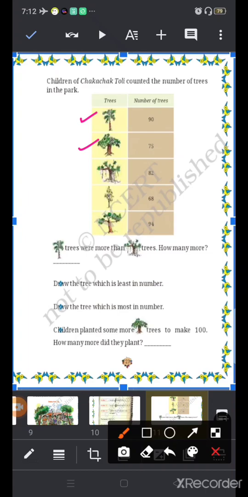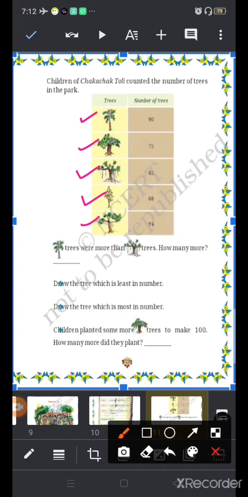What is the number of this tree? The number of this tree is 75. And then the next tree, the number of this tree is 82. And the number of this tree is 68. And the number of this last tree is equal to 94. Okay. Now, some questions are given related to these trees.